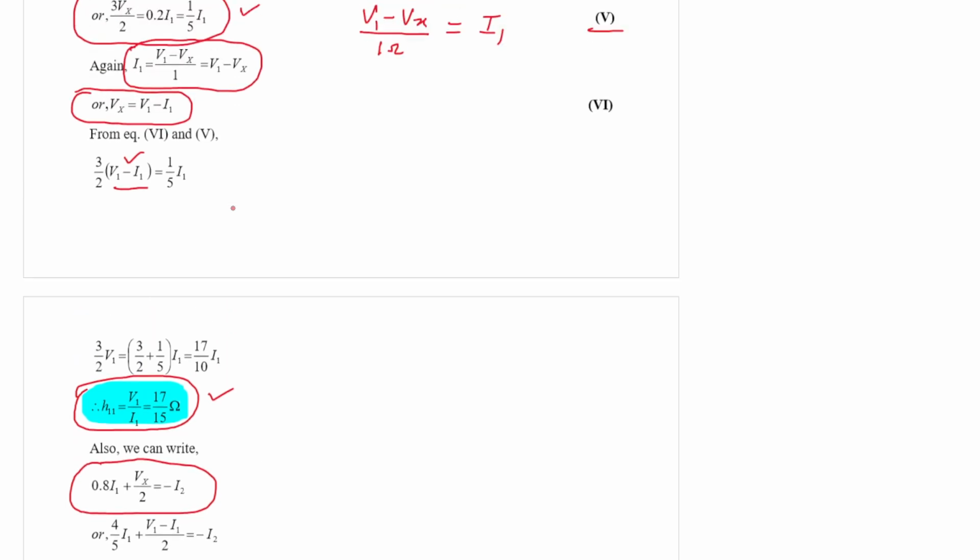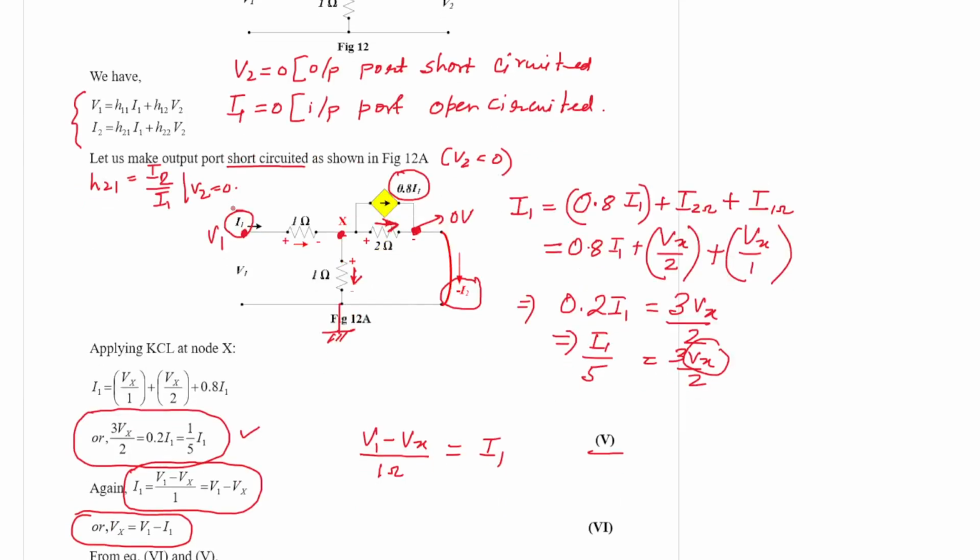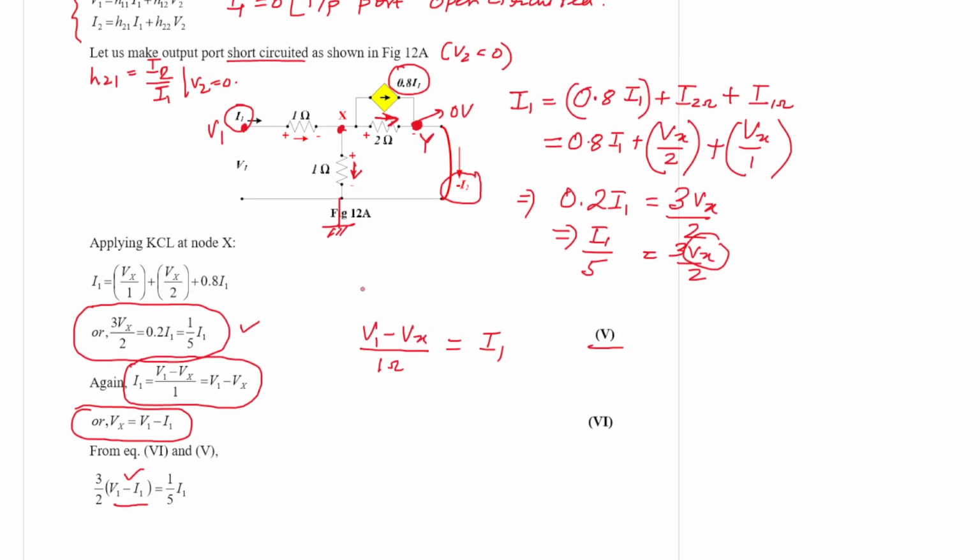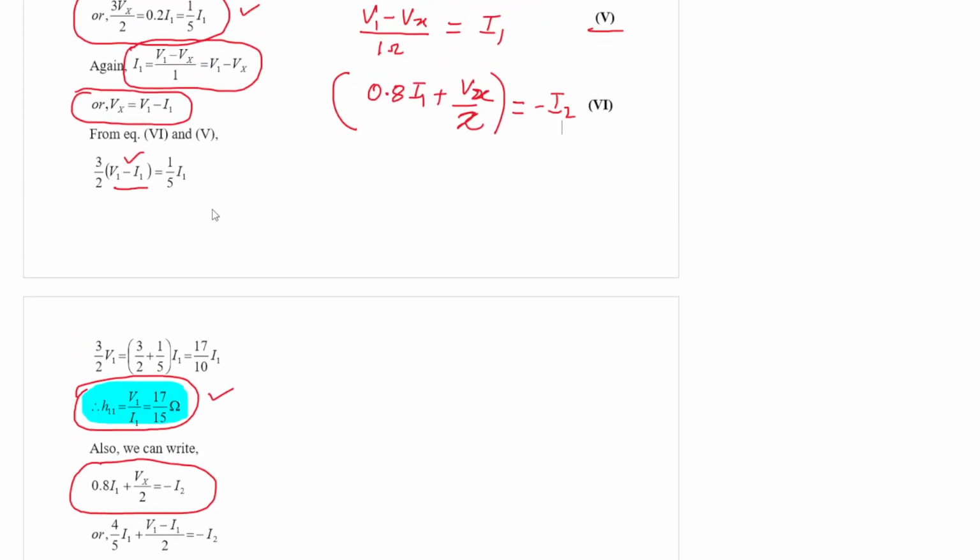Now what is the reason? You see this node, which I am referring to as the 0 voltage node. Let us say this node is Y. At node Y, what is the incoming current? The incoming current is 0.8 I1 plus this current Vx by 2. This is the entering current at node Y. And the leaving current from node Y is minus I2. So that is what is written here.